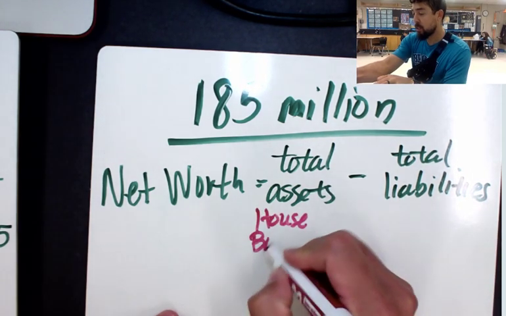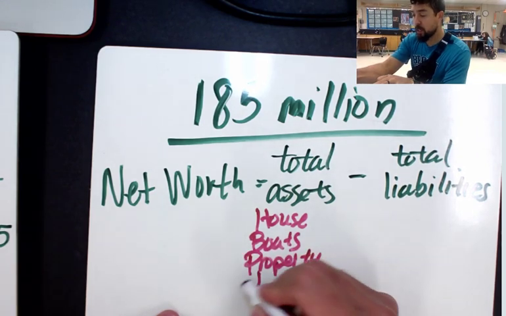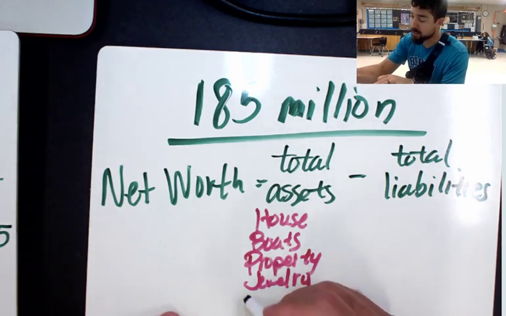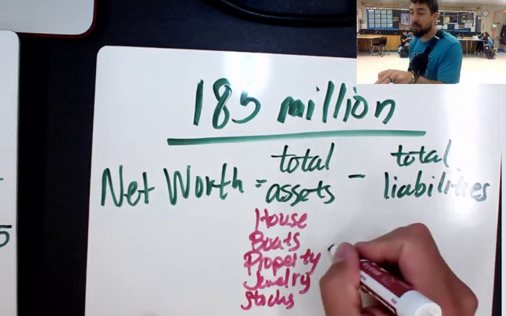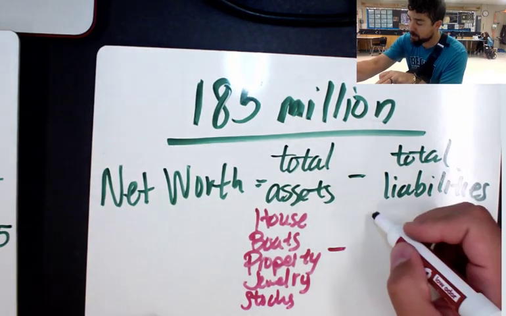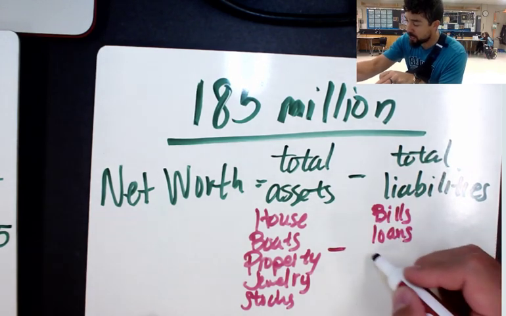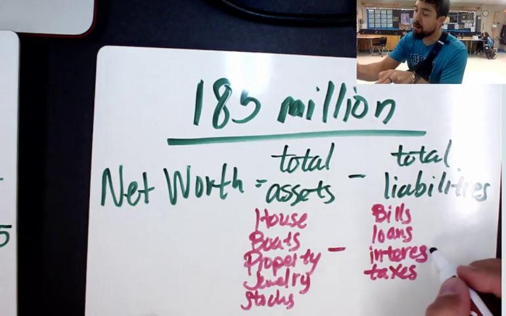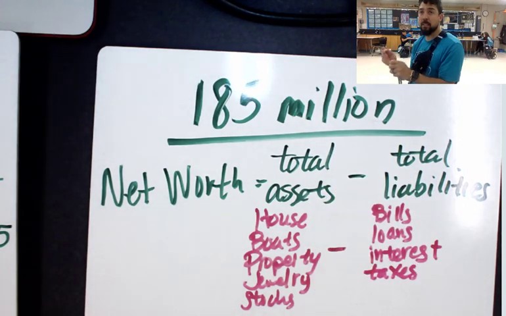So when we talk about Adele's net worth being assets minus liabilities, this means all the houses, boats, property. This could be jewelry, stocks, right? And then we're going to subtract all her liabilities, all her bills, all her loans, if she's paying any interest, right? Taxes. When we take all the good things, the assets, and all the bad things, the liabilities, and we find the difference between those, that gives us our net worth.